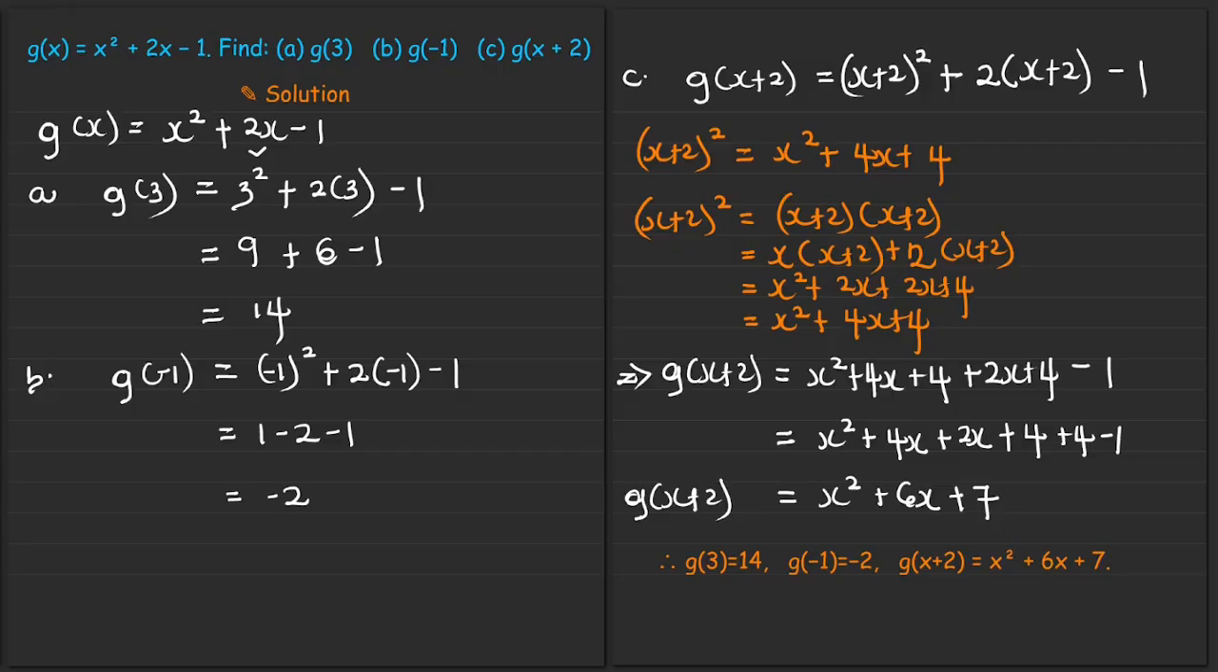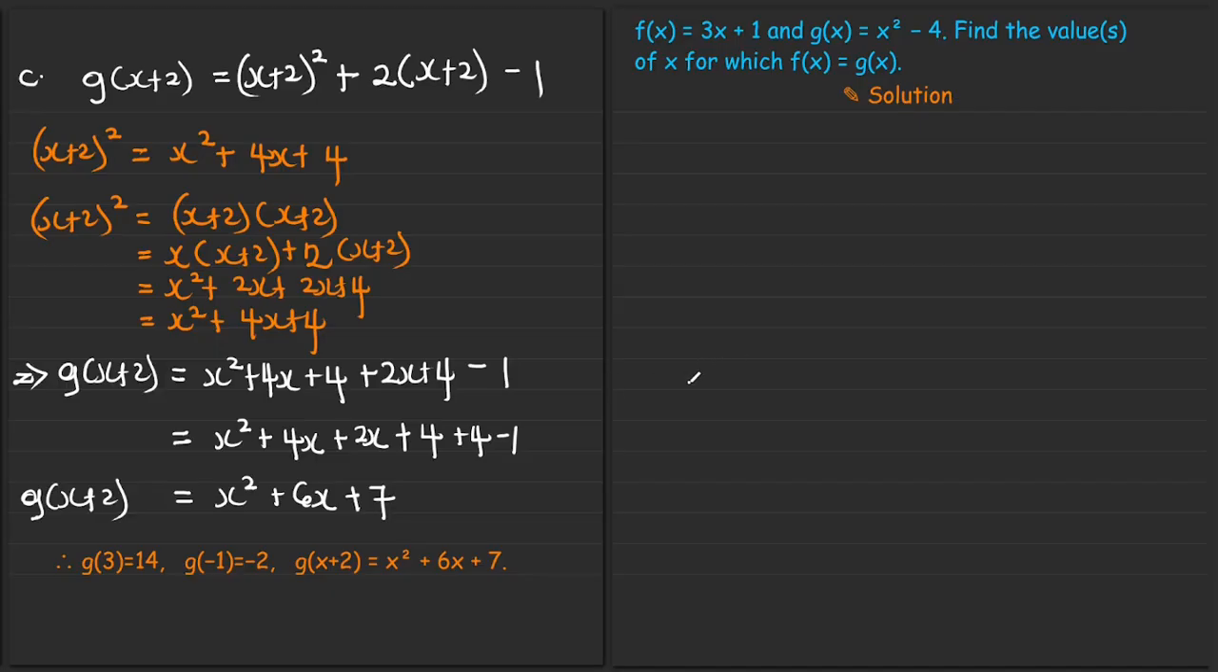Question number 4. Our next question here clearly states that f of x equals 3x plus 1 and g of x equals x squared minus 4. We have to find the value or values of x for which these two functions are equal. So we know our f of x was given as 3x plus 1, and our g of x was also given as what? An x squared minus 4.